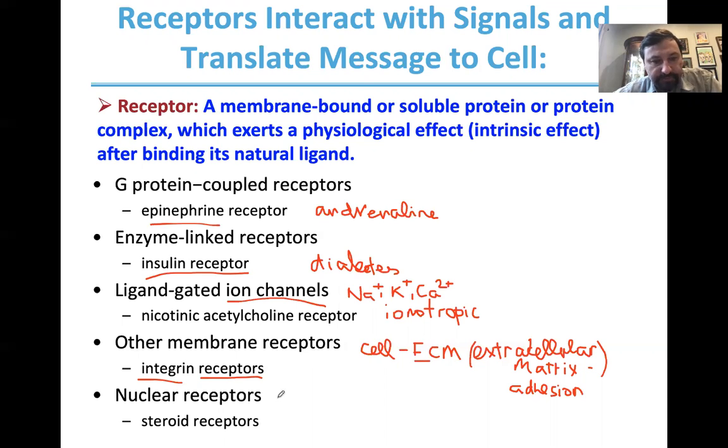And the final type of receptor we're going to talk about are nuclear receptors. So we talked about steroids, various steroids derived from cholesterol, for example, right? So here the ligands are steroid and thyroid hormones.